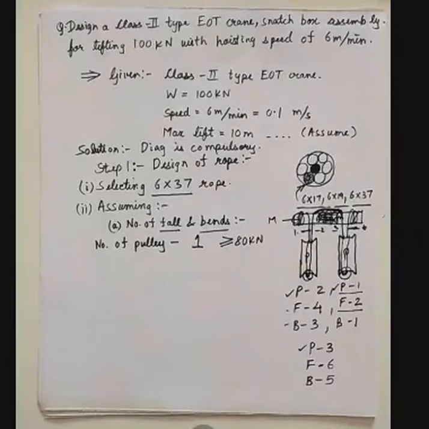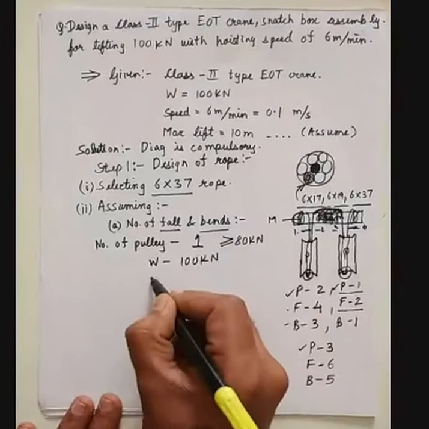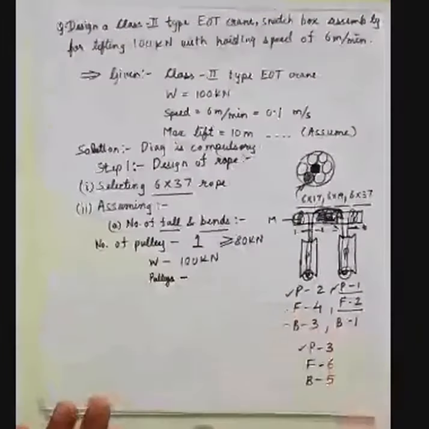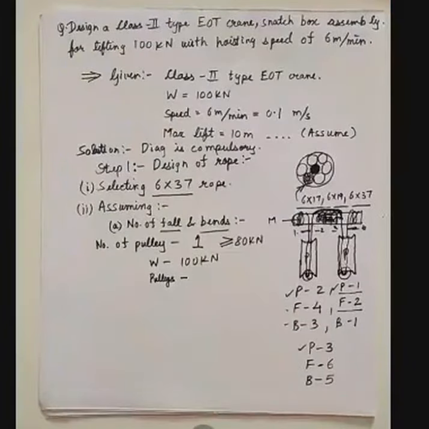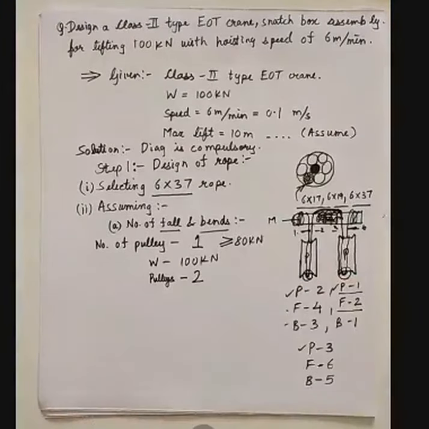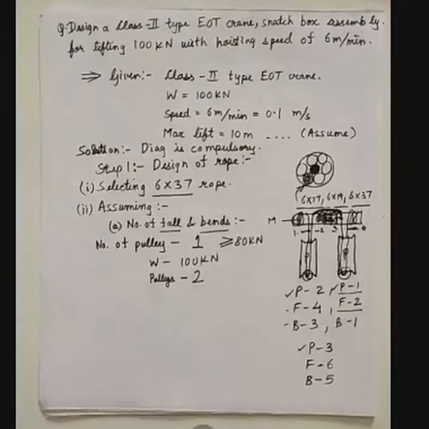For now, how much is our load? It is 100 kilonewton. So how many pulleys will we require? 2 pulleys. Up to what value of load will it be 2 pulleys? 160. Yes, correct. If it goes beyond 160, you have to take 3 pulleys and so on.